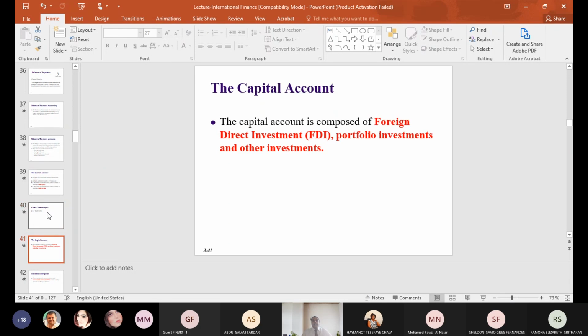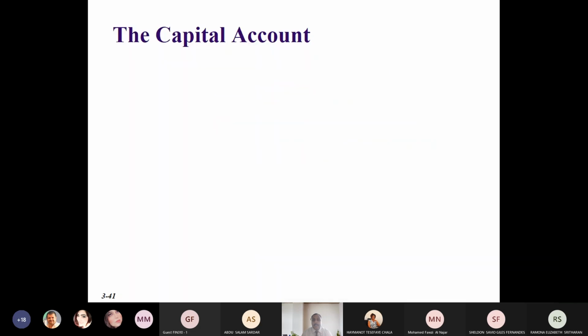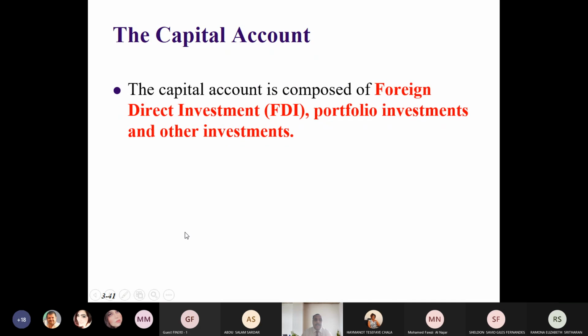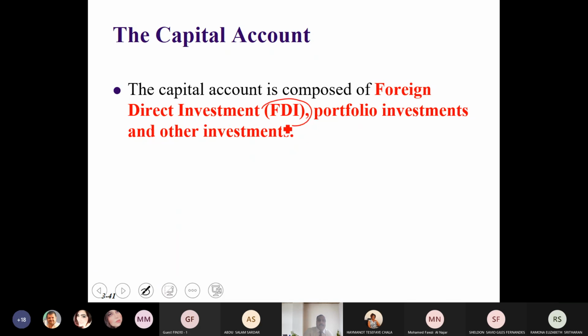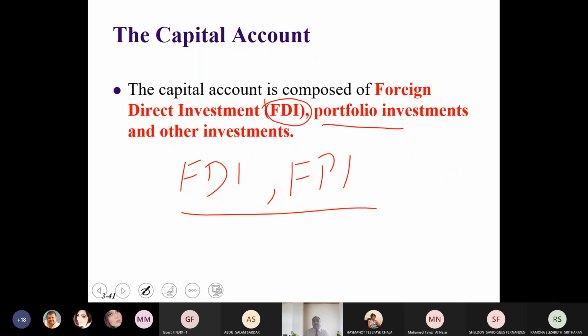So the next one is the capital account. The capital account shows the record of these three types of investment. Foreign direct investment. Does anybody know what a foreign direct investment is? It shows the record of FDI, foreign direct investment, and FPI, foreign portfolio investment. FDI and FPI. What is this? Can anyone tell me what foreign direct investment and foreign portfolio investment are? Do you have any idea?